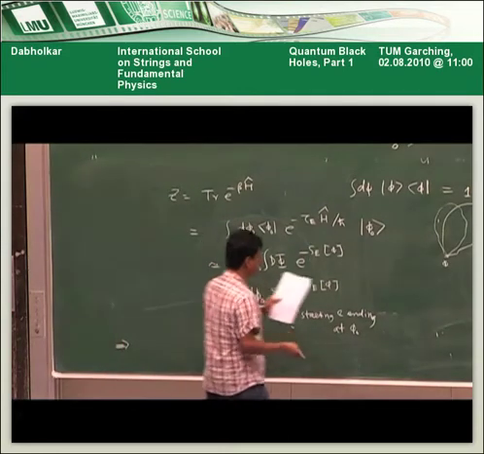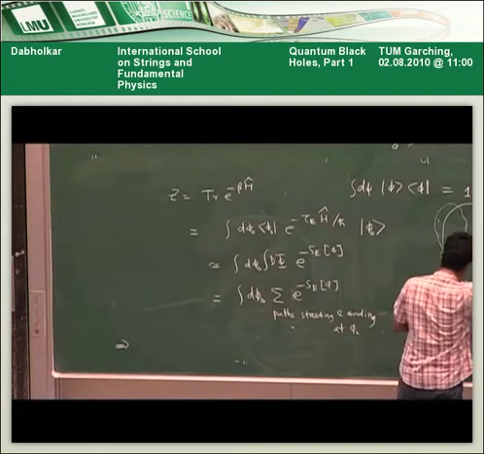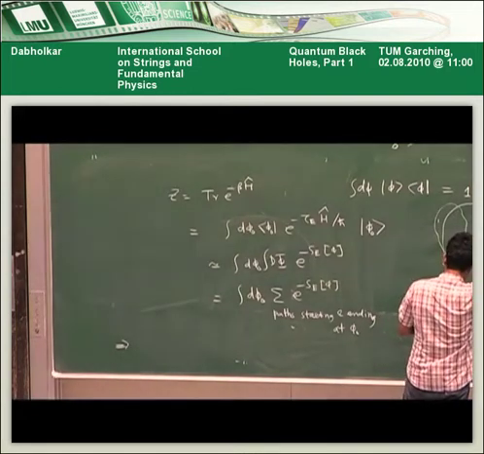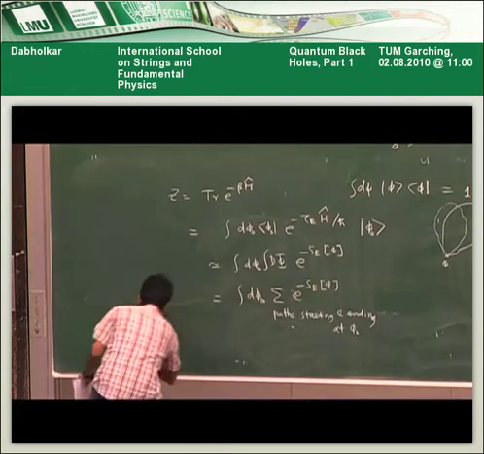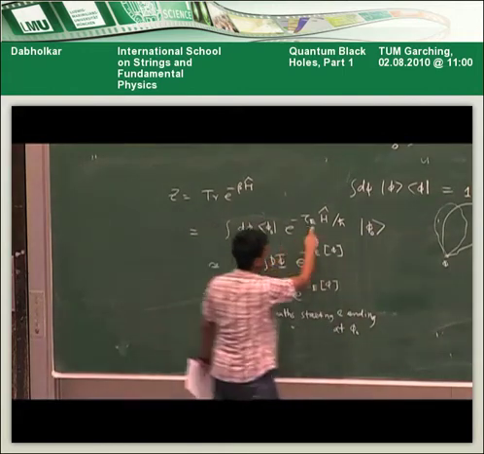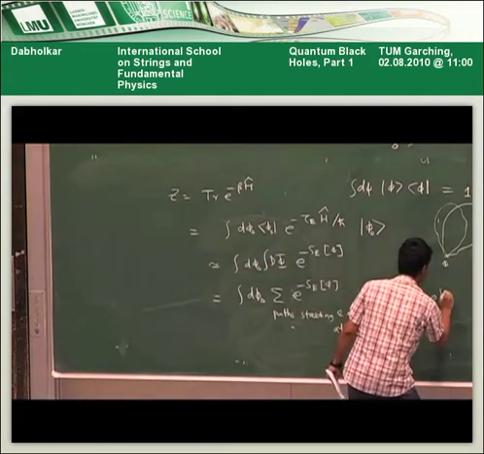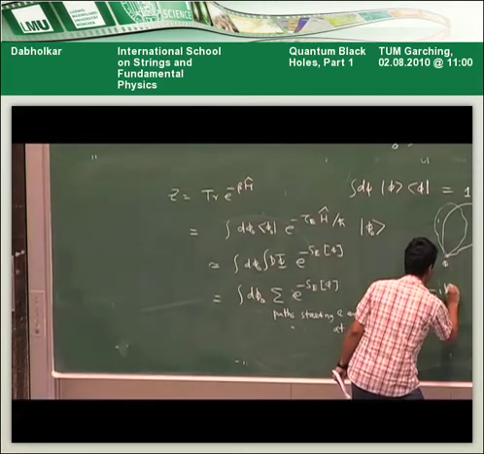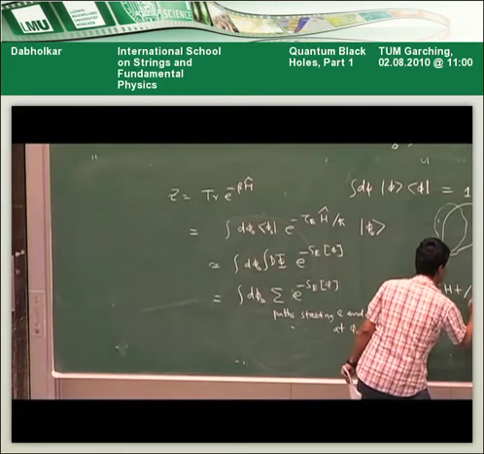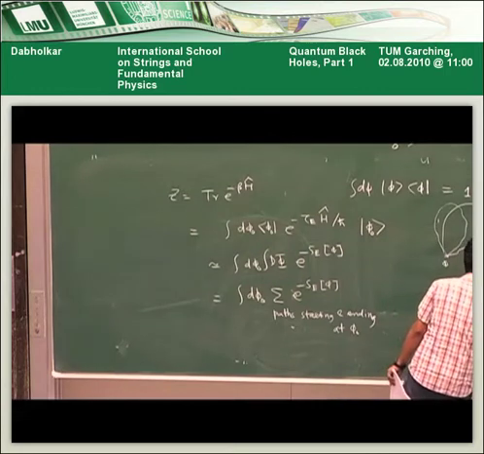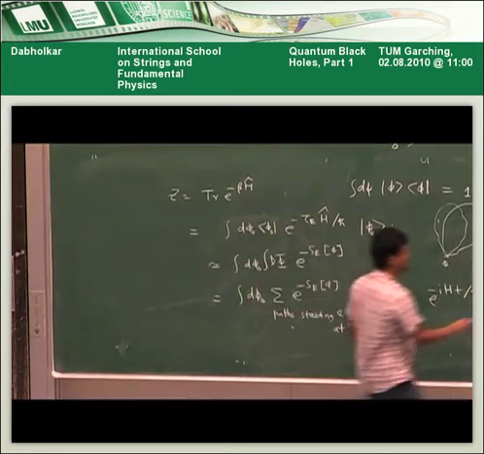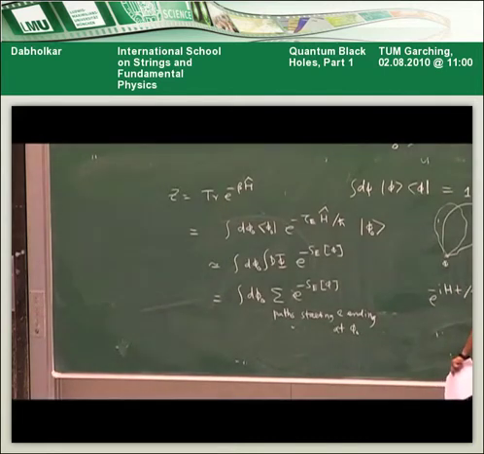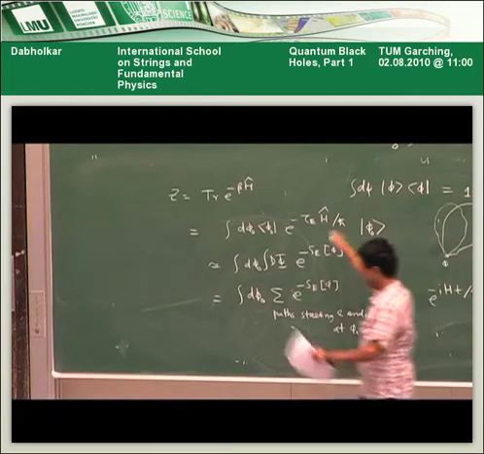And basically we see that this gives us a relation between periodicity and Euclidean time. You see, if you had Lorentzian time, then the time evolution matrix is e to the minus iH times Lorentzian time divided by h bar. This is Euclidean time because we have put t equals minus i times Euclidean time to go from here to there.